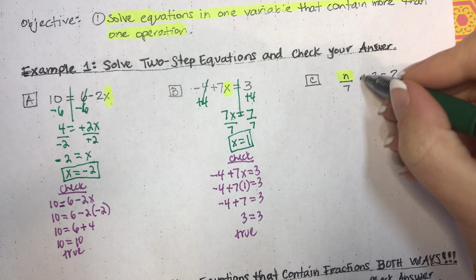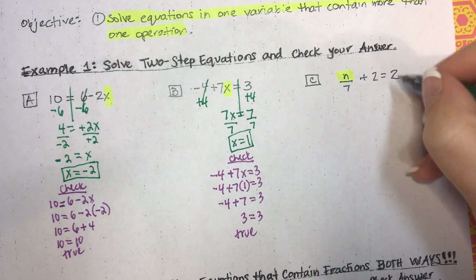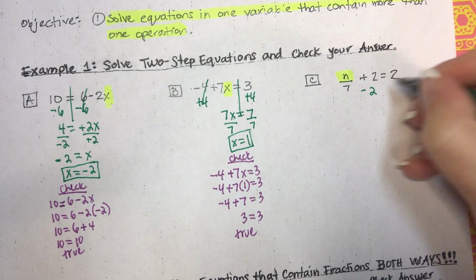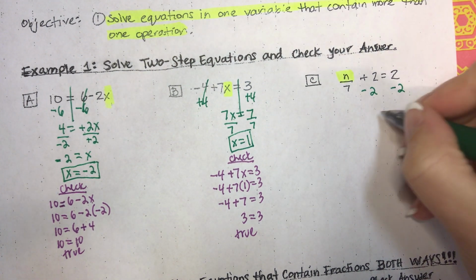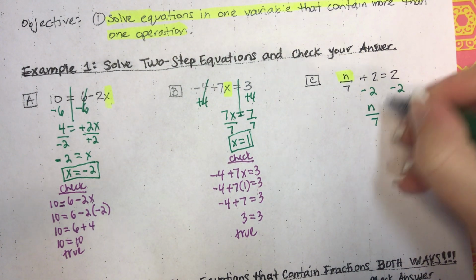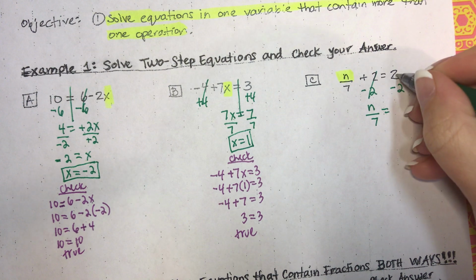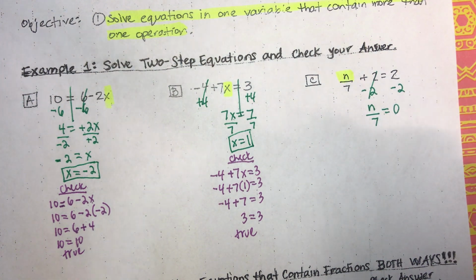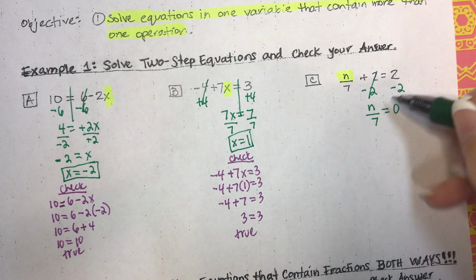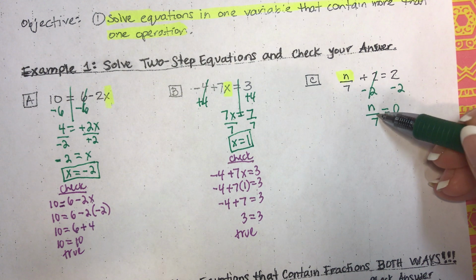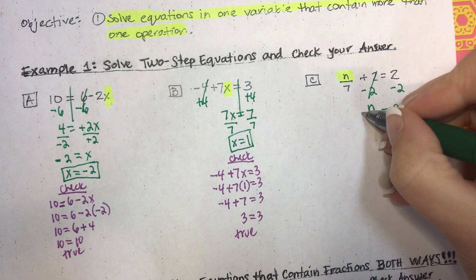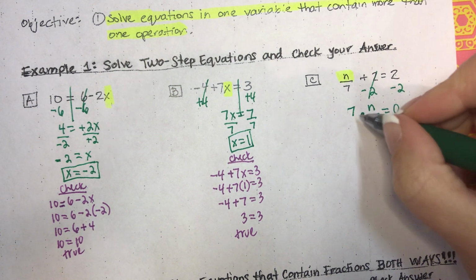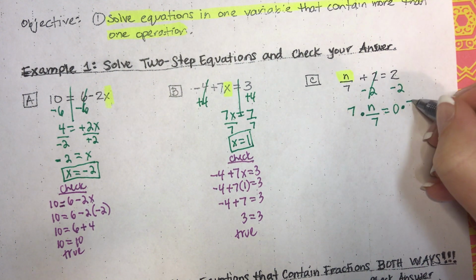So we're going to do the inverse operation of addition, which would be subtraction, to both sides. So we're going to subtract 2 from both sides. We end up with n over 7 because that cancels each other out. And then 2 minus 2 is 0. Now we're trying to get n by itself. So right now we have n divided by 7. We have to get rid of that dividing by 7 by doing the inverse operation of division, which would be multiplying both sides by 7.